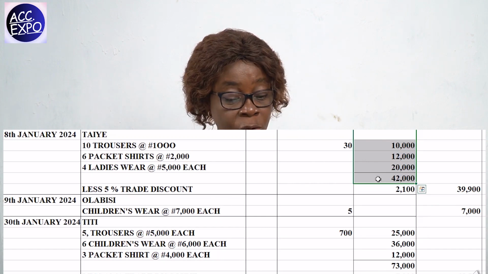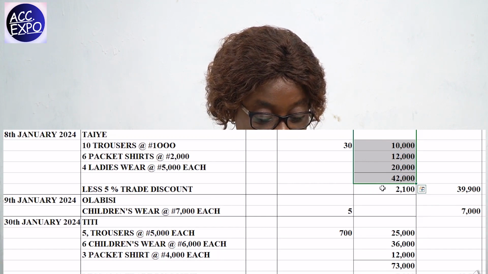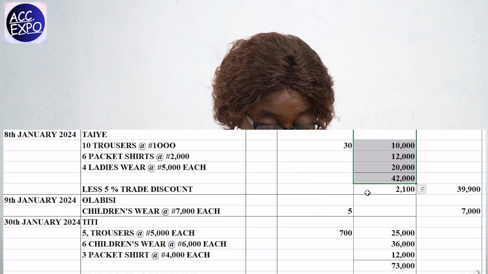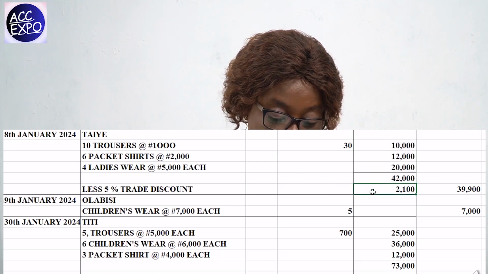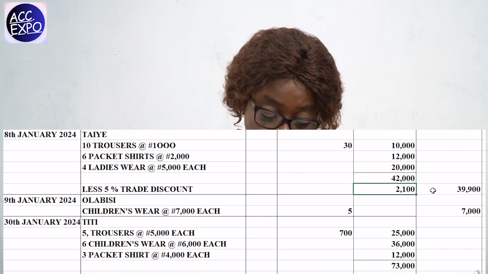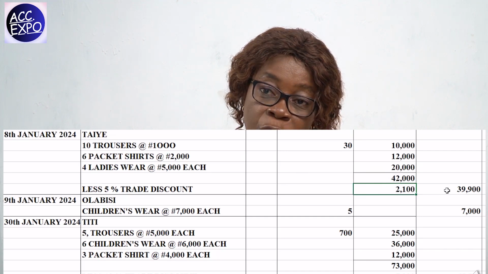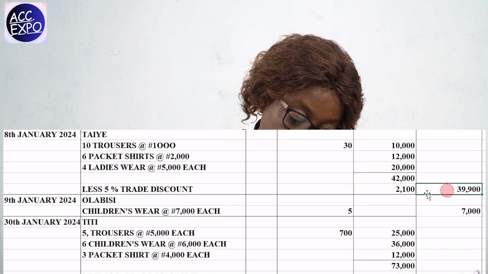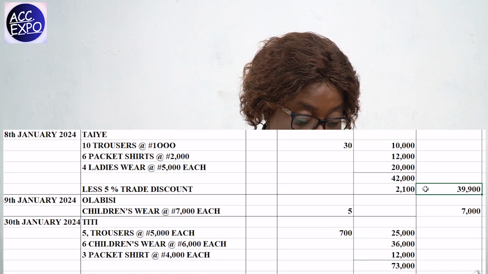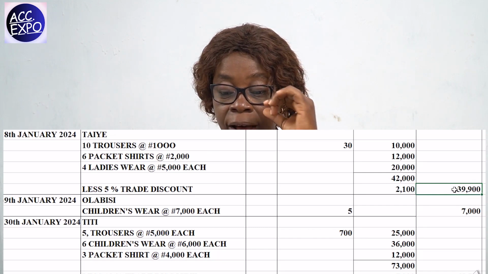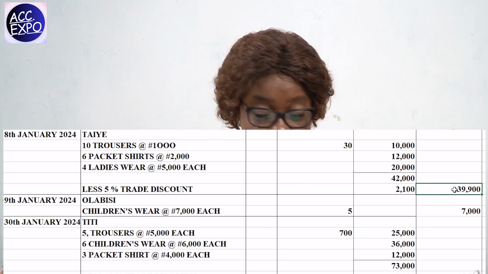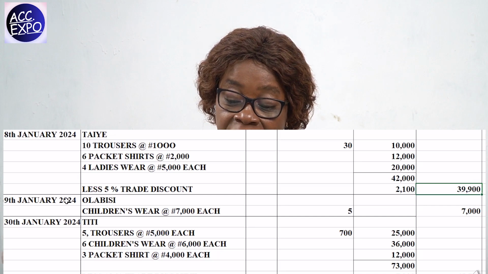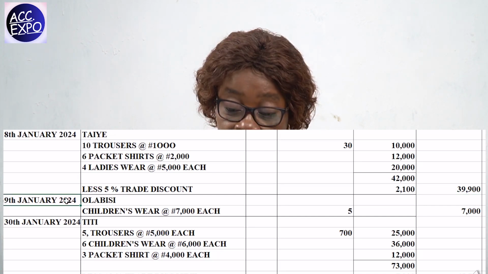Then we are going to less the 5% trade discount from the 42,000 naira, and 5% of 42,000 naira is 2,100 naira. So by the time we subtract 2,100 naira from 42,000 naira, in the total column, the net amount for Taye is 39,900 naira.